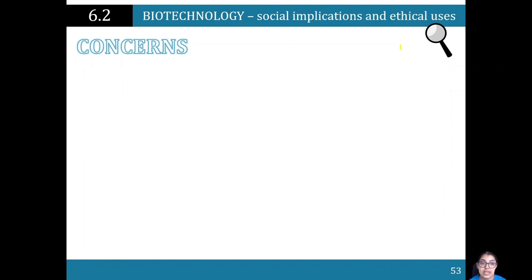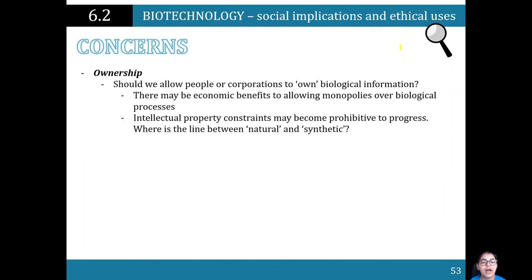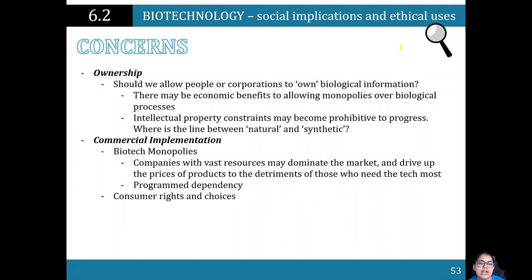Though there are concerns, and many at that. Firstly, ownership. Should we allow people or big corporations to actually own biological information? And there can be economic benefits, right? And that can lead to the production of monopolies that possess biological processes, and the intellectual property constraints as well, so they can become prohibitive to process. So there is that line between natural and synthetic that is being blurred.